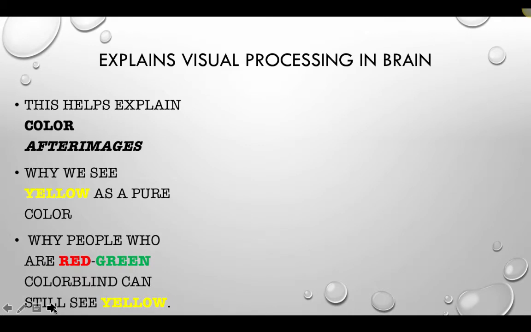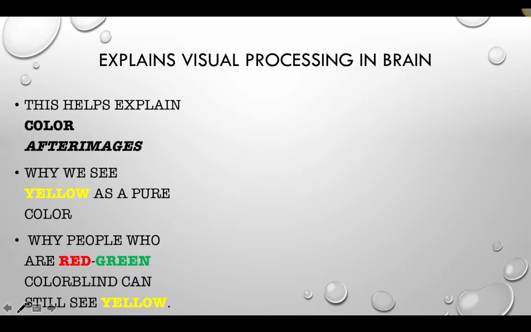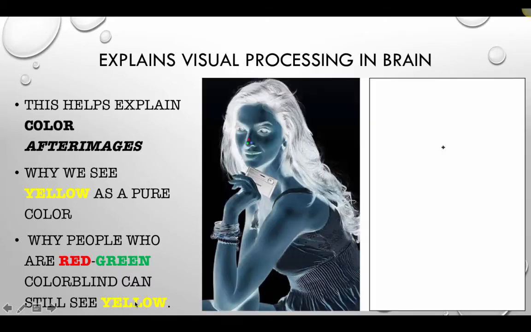But what about this after image? Remember, oh, I forgot about this. Hold on. Remember, people who are red-green colorblind, they can't distinguish between these two colors. Those images will still feed in to the blue-yellow opponent processors, and that means we can still see yellow.